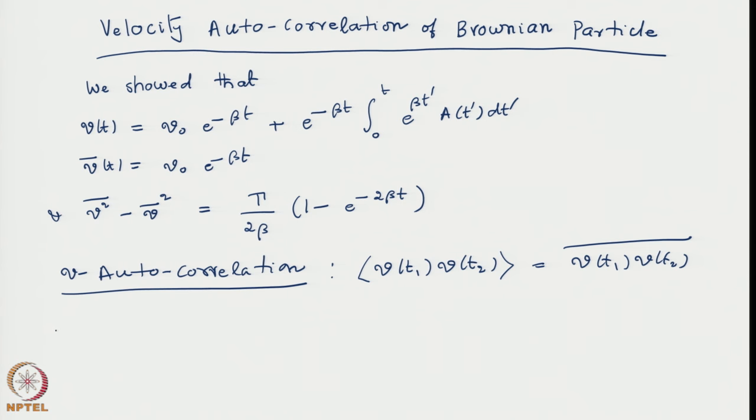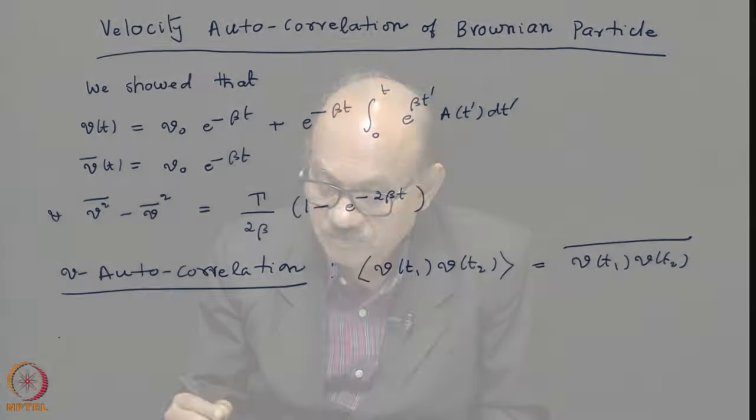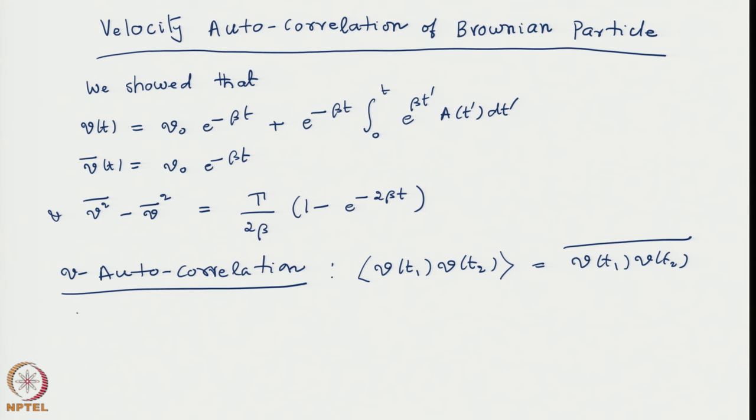So, we try to now establish from all that we have done, how this quantity between two different times evolves with respect to their difference in the times. How does it depend on t1 itself, and how does it depend on t2? t2 can be greater than t1, can be less than t1. We will establish all this. So, we first make use of the expression that we have given here for v(t). So, we start from first principles.